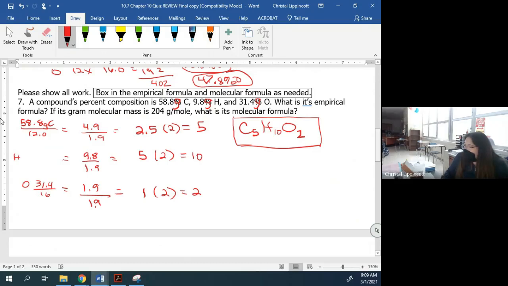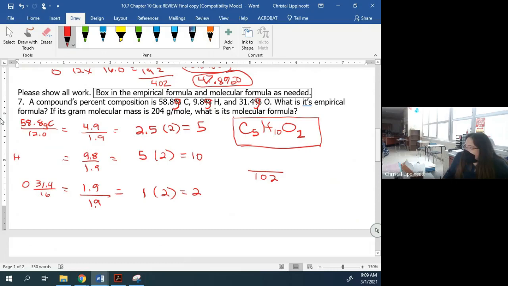Then I'm going to find the molar mass for this. So I have 12 carbons. So I'm sorry, 5 carbons. 5 times 12. 12 is from the periodic table for carbon. Plus 10 hydrogens. Plus 32 for my oxygen. 2 times 16 is 32. I add that together, and my molar mass for this is 102.